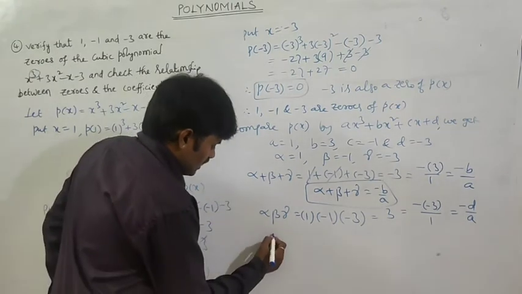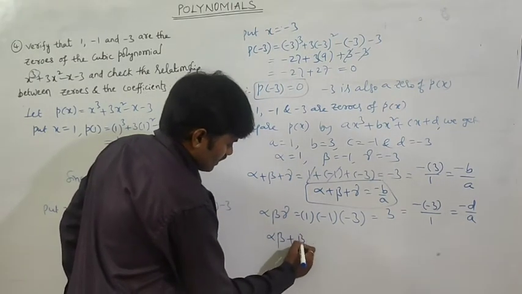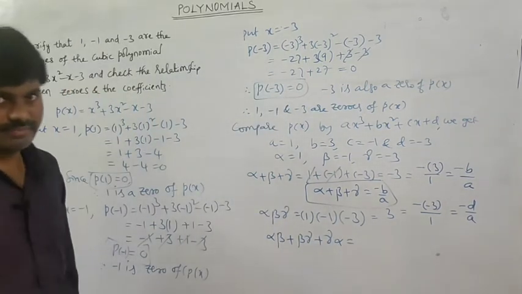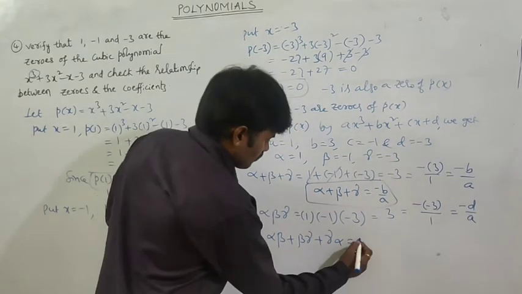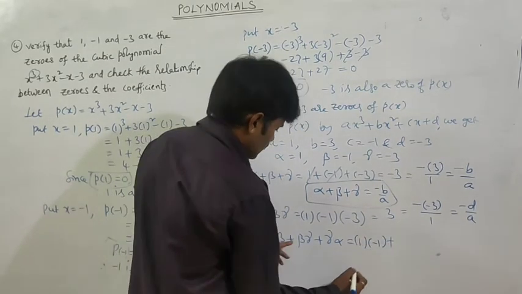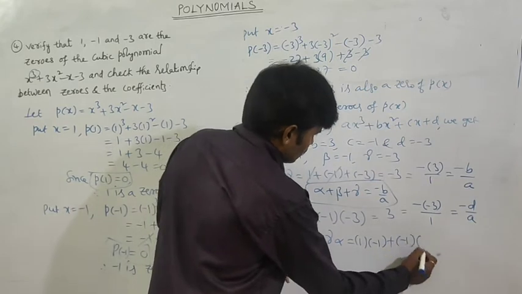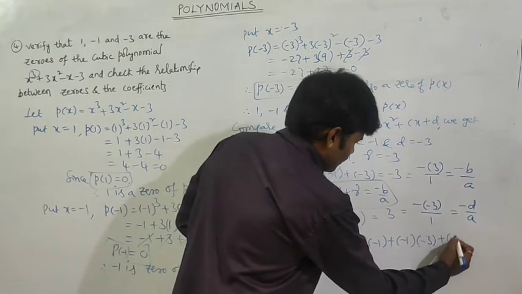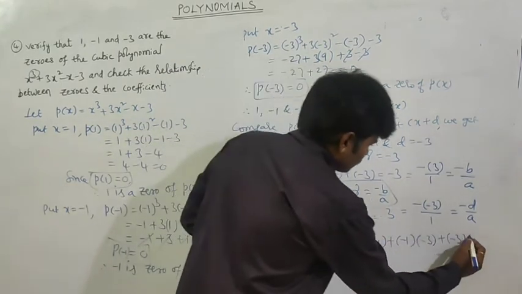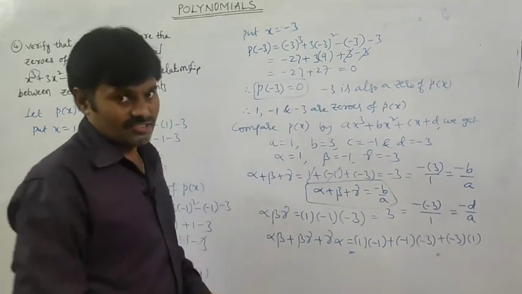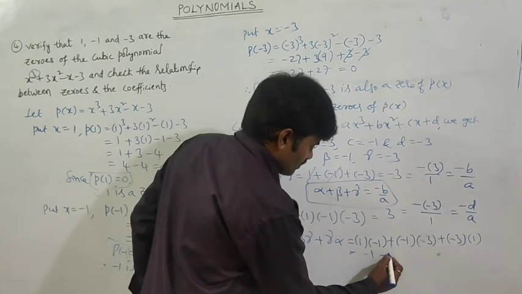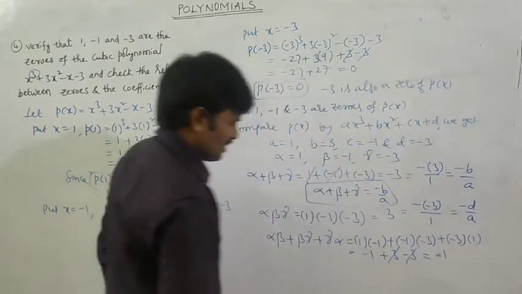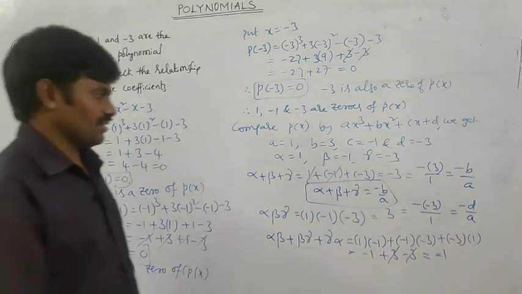Next, the sum of the product of the zeros taken two at a time. That means alpha beta, beta gamma, gamma alpha, and their sum. See, alpha beta: 1 into minus 1, plus beta gamma: minus 1 into gamma value minus 3, plus gamma alpha: gamma value minus 3 into alpha value 1. If you simplify, how much do we get here? Minus 1 plus 3 minus 3. 3 minus 3 gets cancelled. The remainder here is minus 1.